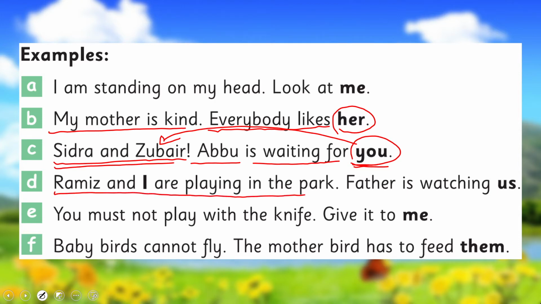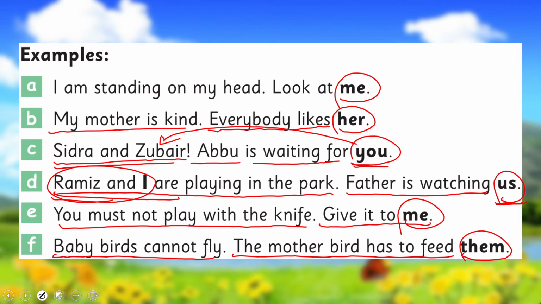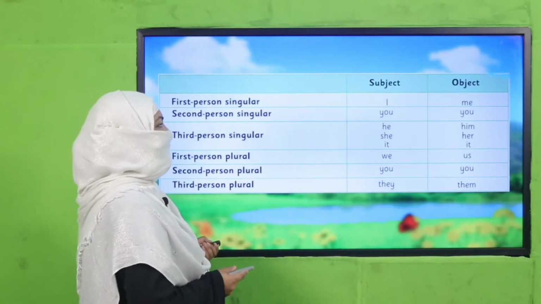Ramiz and I are playing in the park. Father is watching us. So we two are there, Ramiz and I, and father is watching us. Because father is watching us, this us is an object pronoun, the objective case of the pronoun. Are you getting it? Okay, we'll understand it further. You must not play with the knife. Give it to me. Baby birds cannot fly. The mother bird has to feed them, right? Now, all these encircled pronouns are object pronouns, right? Are you clear? Okay, so let's understand it further.